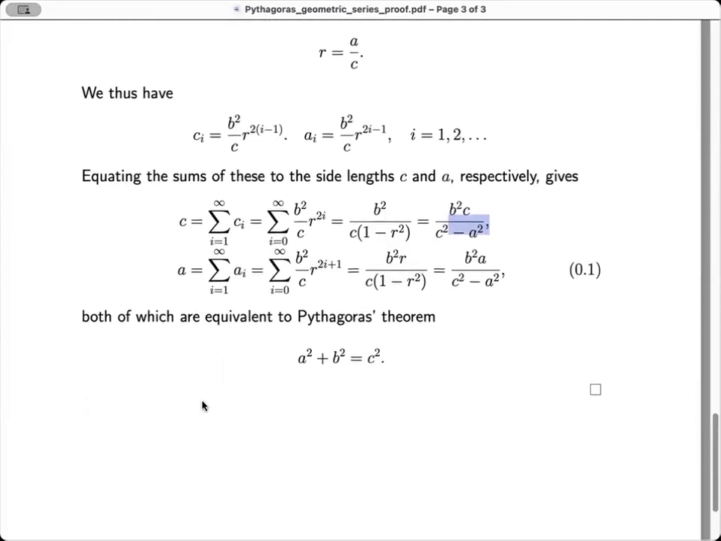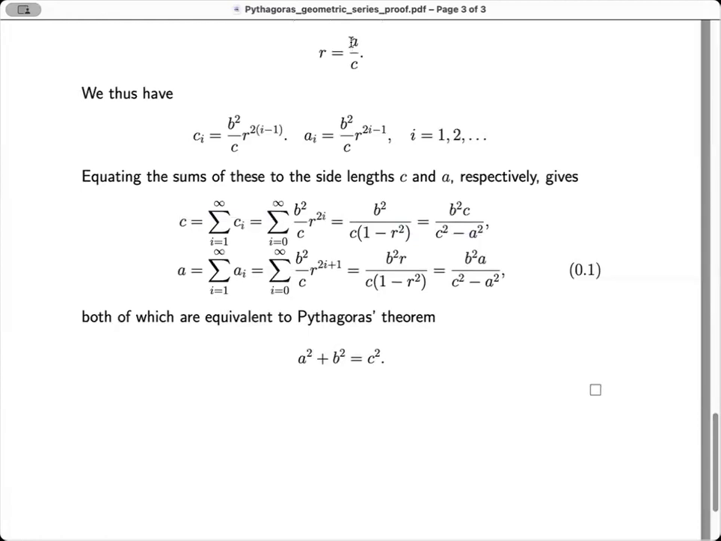We do the same thing for the base, sum up the ai's. Here we have one more factor of r, because when it goes from 1 to infinity, that's the same thing as one higher power going from 0 to infinity. So we start out with b squared over c times r, and then subsequently multiply by these factors of r squared, and add it up. We again have a geometric series with common factor r squared, but the first term, instead of being b squared over c, is b squared r over c. So the final sum is b squared r over c times 1 over 1 minus r squared.